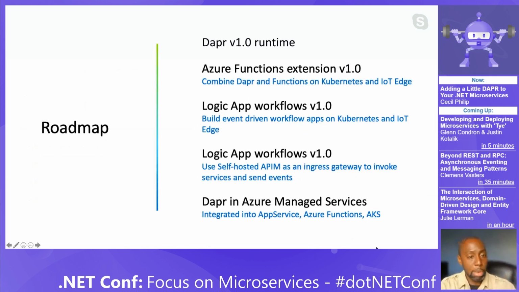All right, roadmap, really quickly. What are some of the things we have to look forward to? The team is working hard, pushing to DAPR 1.0. Then we have to get the Functions extension to 1.0 and the Logic Apps extension to 1.0. And hopefully we'll see some work being done getting DAPR into some of our managed services like Azure App Service and Azure Functions.